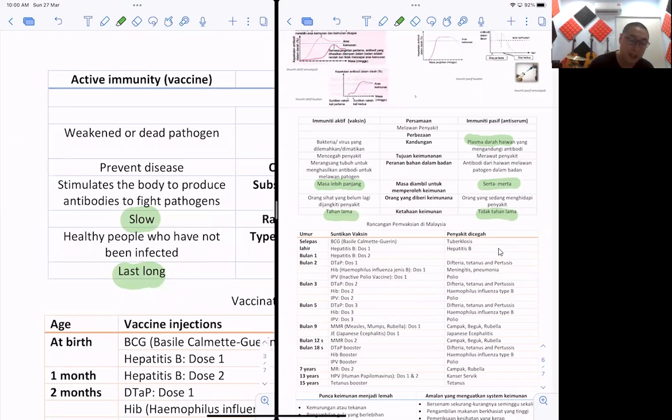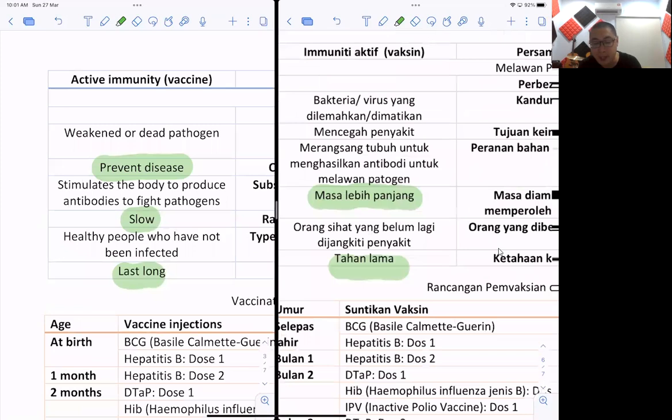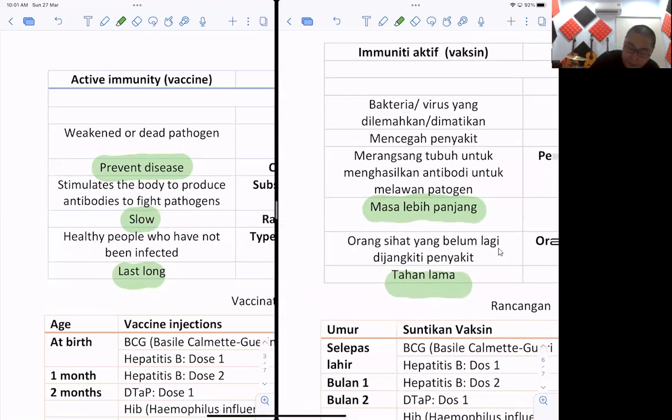So active immunity is good. Why? Because it prevents you from contracting that disease. So it's actually much better than passive immunity. But to say that passive immunity is 100 percent... sorry, Bahasa Malaysia one: mencegah penyakit, to prevent disease. Oh, and one more thing about active immunity is that it uses weakened or dead pathogens. So this thing will protect you in a way. And what happens here is for passive and active immunity here.